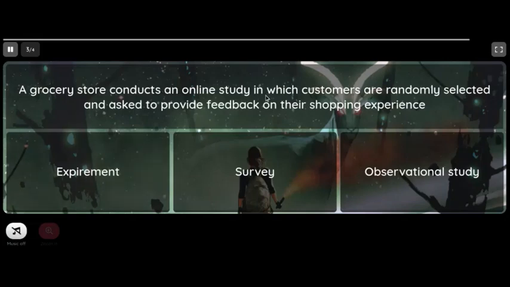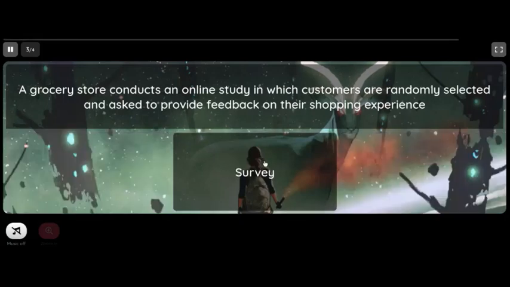And it's definitely not an experiment. Obviously, we're not conducting an experiment. So it's a survey. And a survey basically means when someone wants to give their honest opinion about a specific thing.